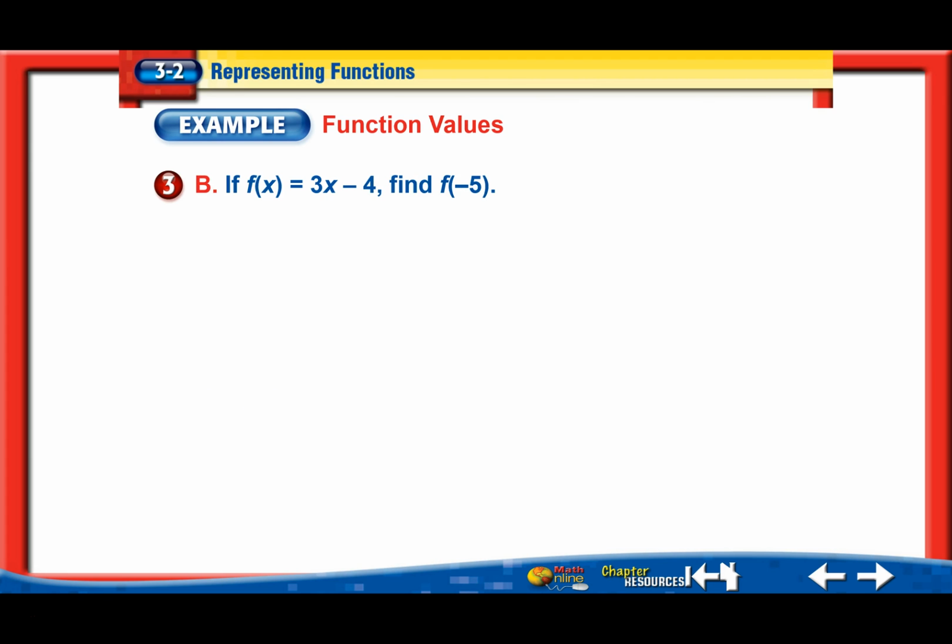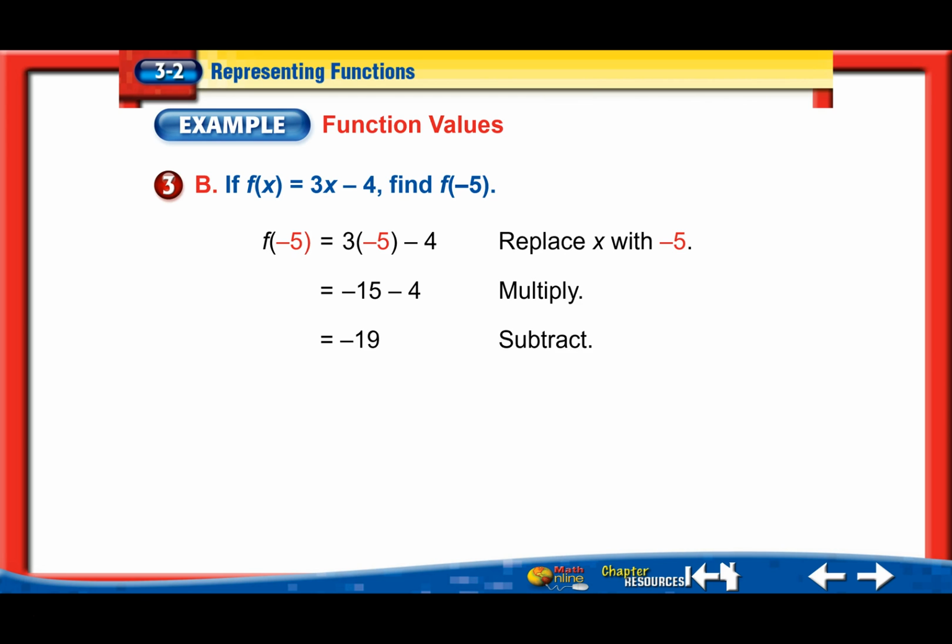Same concept here, except with a negative number. It says we need to have -5 substituted in for x. So that's what it says, f of this. We're going to replace both of those x's with -5, put that in there, and solve the right-hand side because it's a function. So multiply it out, subtract, comes out to -19. So f of -5 would equal -19.